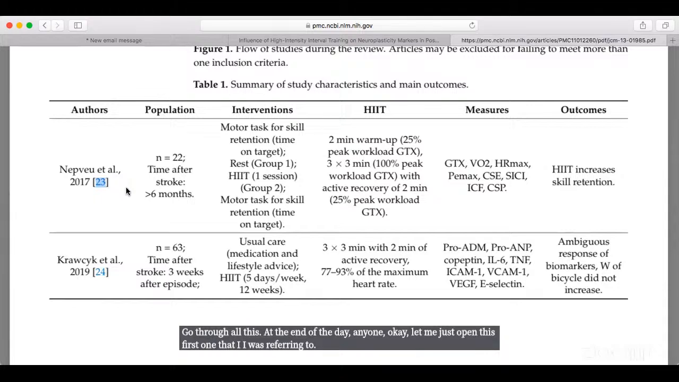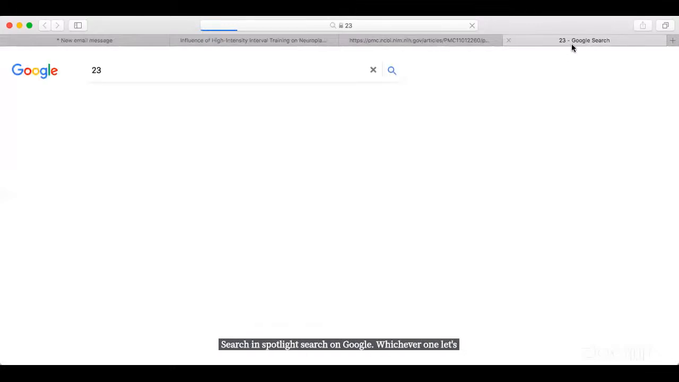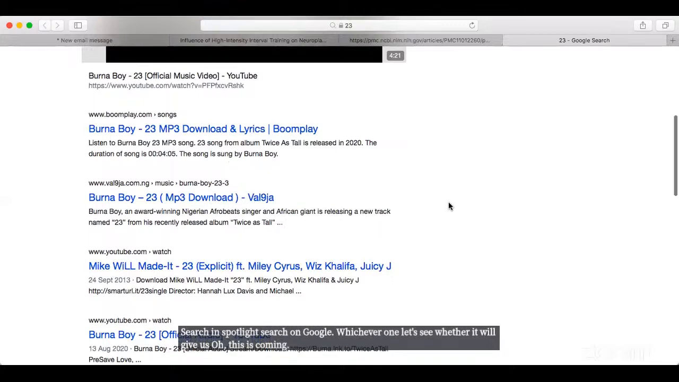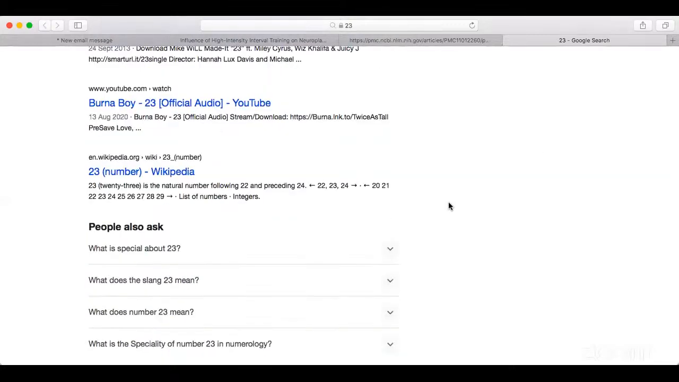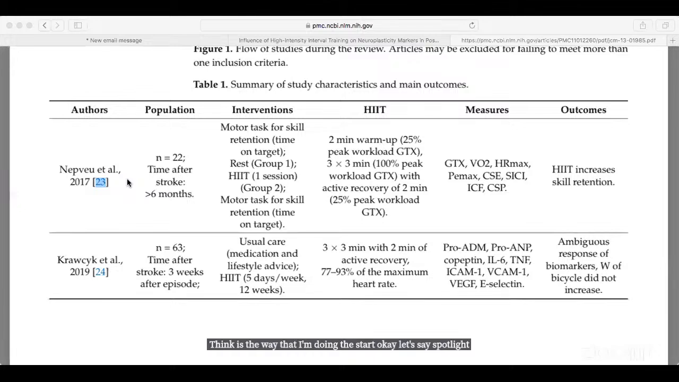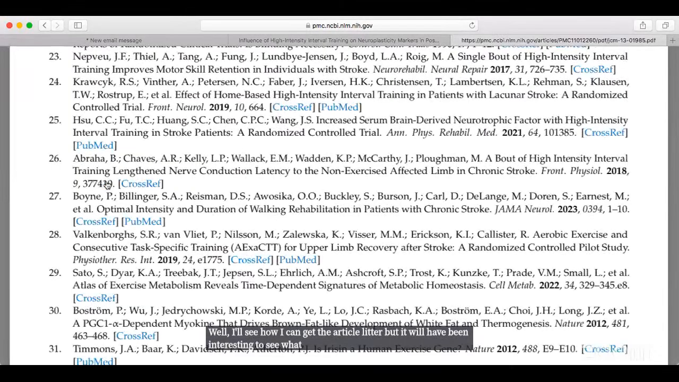Search in Spotlight, search in Google. Whichever one, let's see whether it will give us. Oh, this is coming. I think it is the way that I'm doing the search. Okay, let's say Spotlight. Well, I'll see how I can get the article later, but it would have been interesting to see what the article has. Okay, it's here.